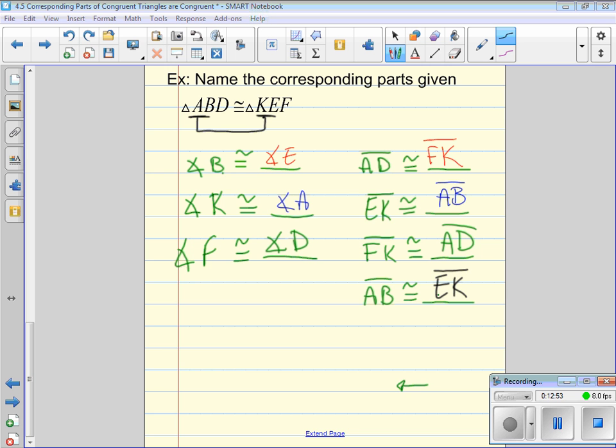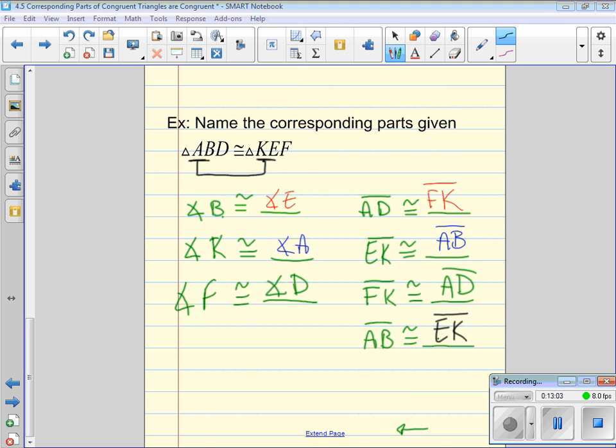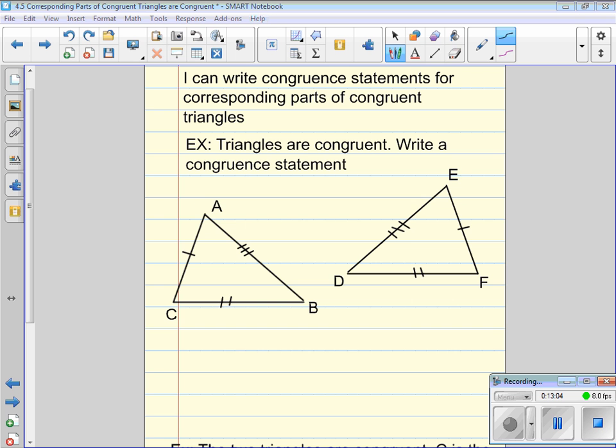All right, so if you take a look, you might have written your letters in different order. I always write my letters in alphabetical order. It just makes things simpler. Let's move on. All right, I can write a congruent statement for corresponding parts of congruent triangles.